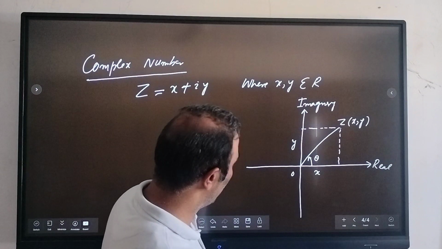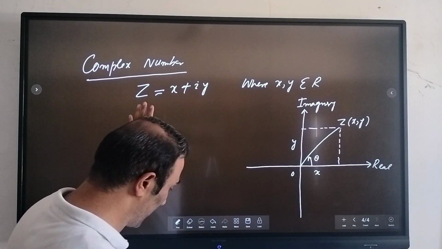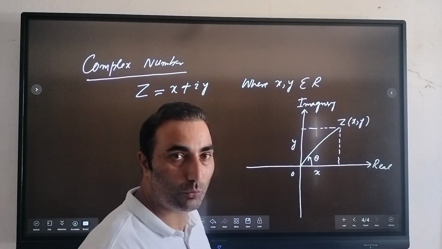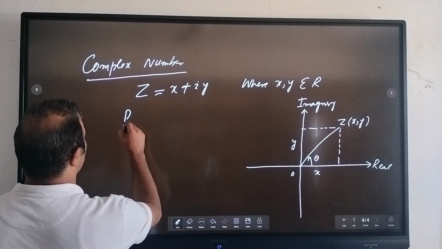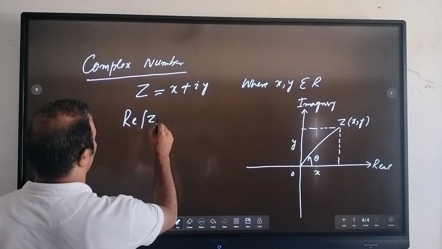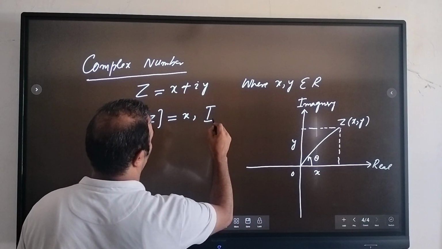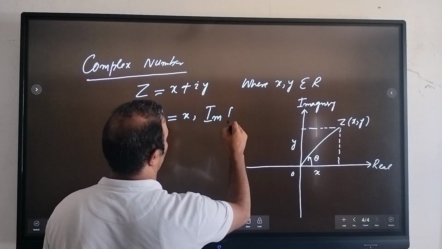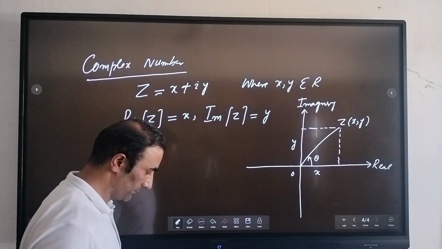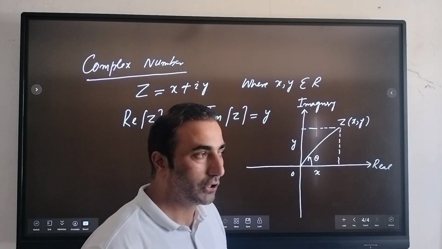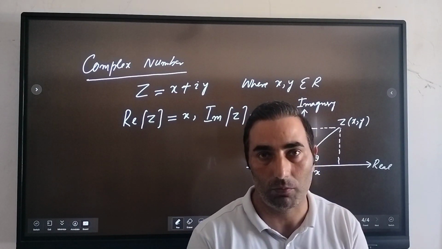If you want to calculate the real value of this complex number, that means if you take the real part of z, that will be x, and the imaginary part of z will be y. So this is simple, the basic concept about complex numbers.